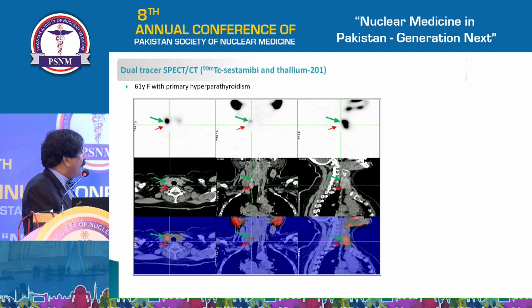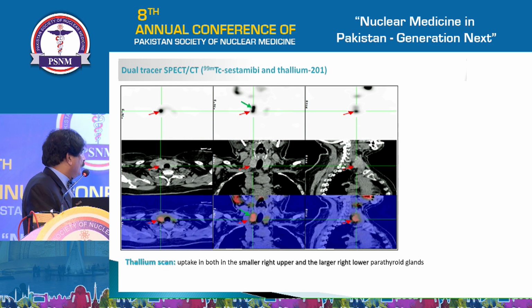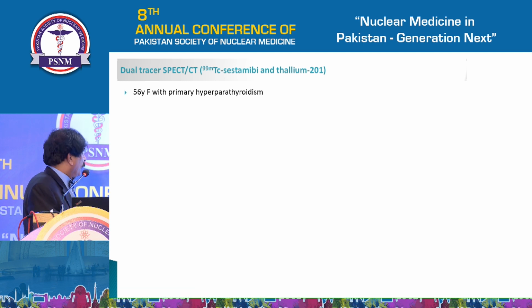This is a patient with primary hyperparathyroidism. The MIBI scan shows uptake in the smaller adenoma up there with the green arrow, whereas the thallium scan shows uptake in both the smaller adenoma as well as the lower one. So it's a double parathyroid adenoma. Only one was MIBI avid, whereas both were thallium positive.